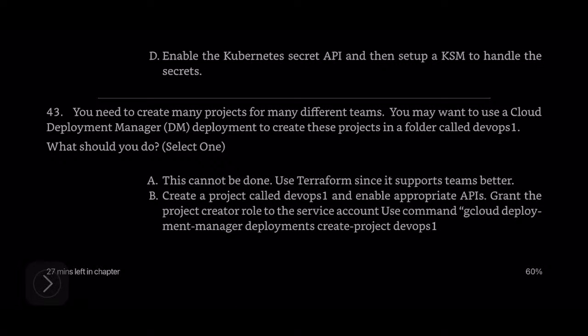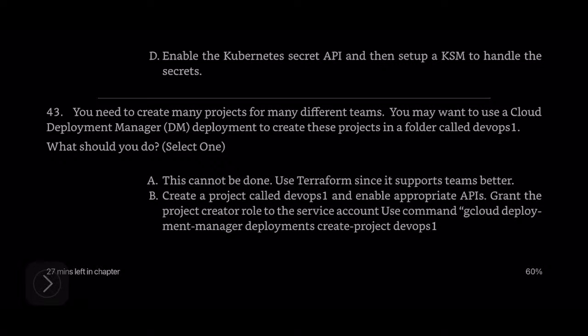43. You need to create many projects for many different teams. You want to use a Cloud Deployment Manager, DM, deployment to create these projects in a folder called Devops 1. What should you do? Select 1. This cannot be done. Use Terraform since it supports teams better. Create a project called Devops 1 and enable appropriate APIs. Grant the project creator role to the service account. Use command Cloud Deployment Manager deployments.